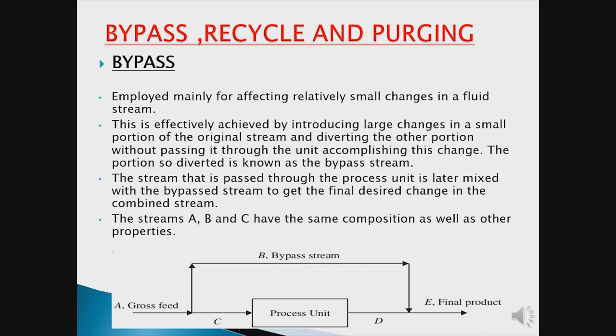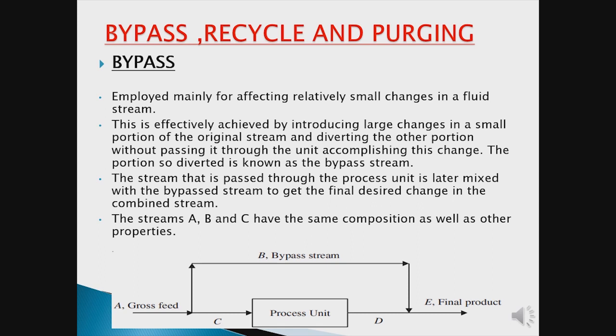The bypass is employed mainly for effecting relatively small changes in a fluid stream. This is effectively achieved by introducing large changes in a small portion of the original stream and diverting the other portion without passing it through the unit accumulation in this change. The portion so diverted is known as the bypass stream. As we know, what is the meaning of bypass? As we have read a lot about bypass roads in the newspapers, we know what a bypass is. It means reaching somewhere without touching somewhere. That is the simple meaning of bypass.